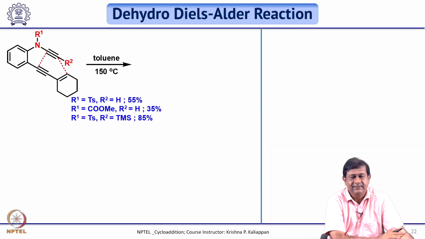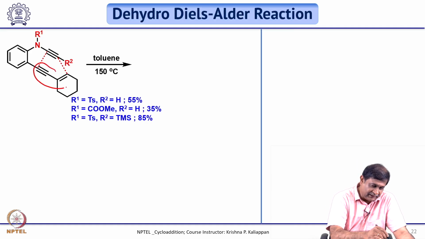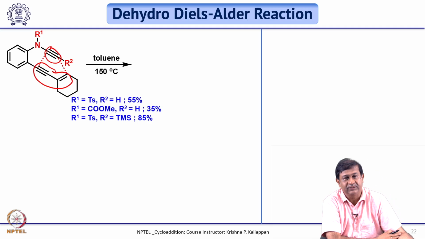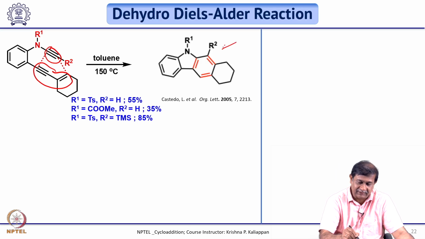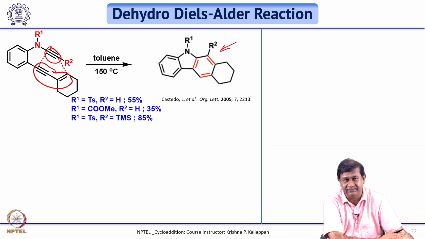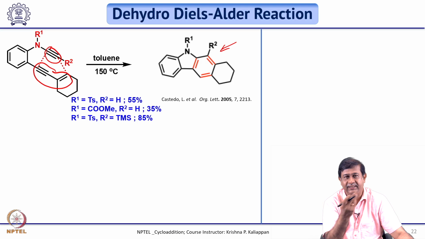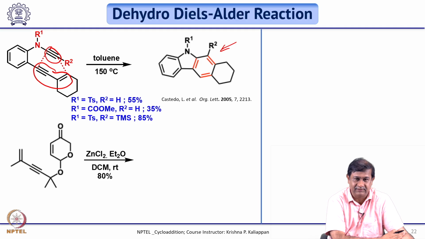Now look at this example where this is the enyne moiety and this is the alkyne moiety, and if these two come together to undergo Dehydro Diels-Alder reaction, you get a very nice carbazole derivative. So this is a very easy way to make highly substituted carbazoles, and you do not need any reagents, just heat it. Under heating conditions you get these Dehydro Diels-Alder products.